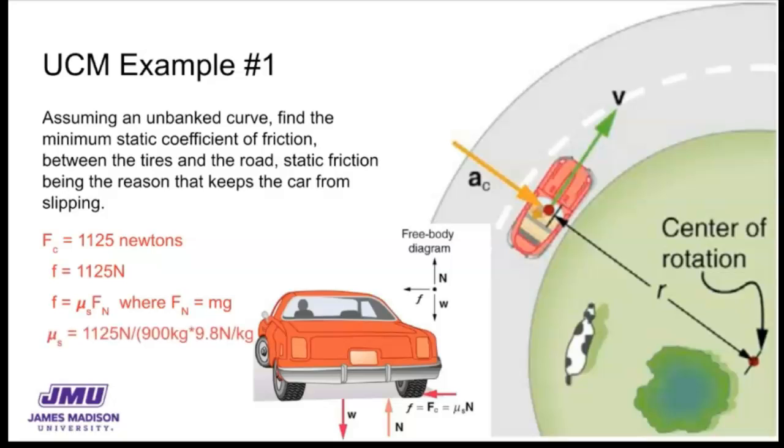I will say that in this case, since you know that the coefficient of static friction is equal to the friction force divided by the normal force, and you know the friction force was calculated, that is the centripetal force, 1125 newtons, and you know the normal force is the mass times g, then you can just put all those numbers together and calculate that this coefficient of static friction is 0.128.